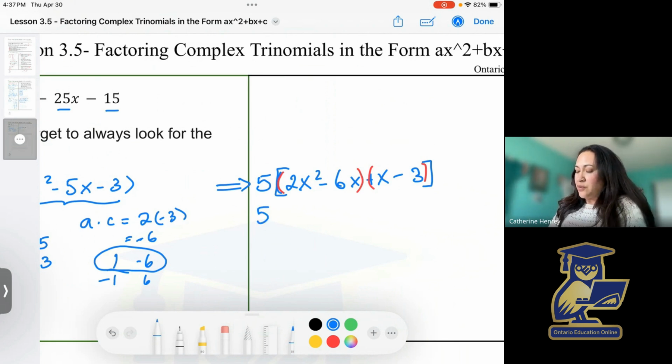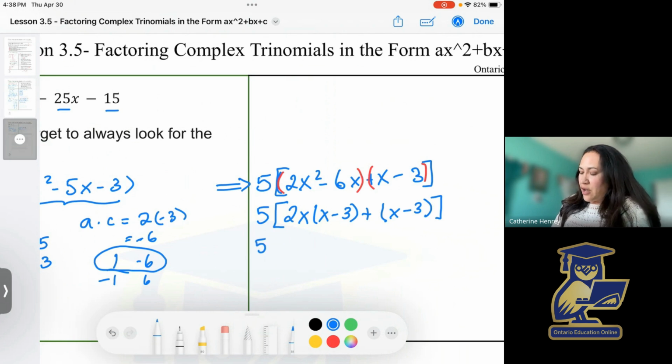What's the common factor between 2x squared and 6x? Well, it looks like I can take out a 2 and an x. I'll be left with x minus 3. And then there's nothing else common between x and minus 3 in the second bracket. So it's almost like taking a positive 1 out. So we just have x minus 3.